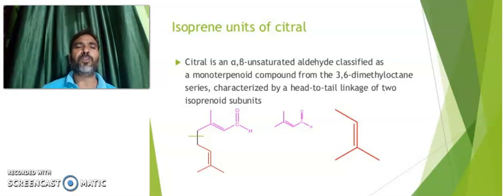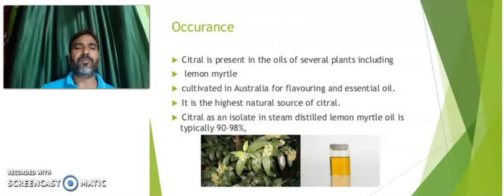So, isoprene unit of Citral. You can see Citral is an alpha-beta unsaturated aldehyde classified as a monoterpenoid compound from the 3,7-dimethyl octane series, characterized by a head-to-tail linkage of the two isoprene subunits. You can see the head and tail, head and tail.